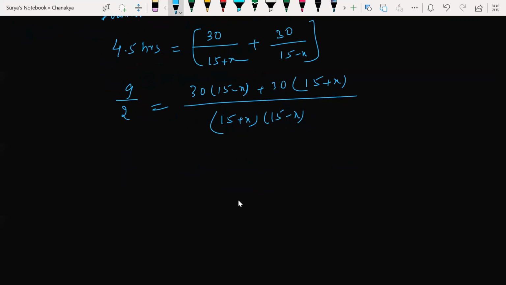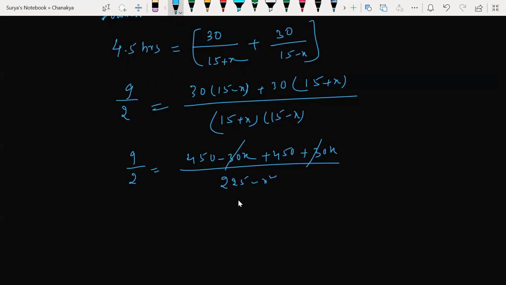Right. So 9 by 2. Just solve this: 450 minus 30x plus 450 plus 30x, am I correct, divided by 225 minus x square. A plus B into A minus B. This will get cancelled. So 9 into 225 minus x square is equal to 2 into 450 plus 450, I mean 900. Am I correct? So 9 into 225, how much?